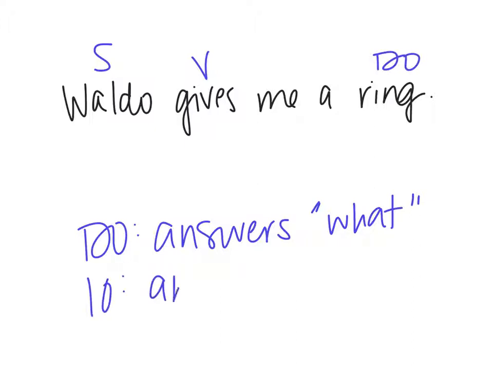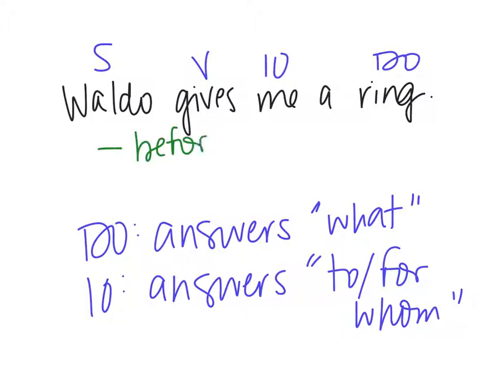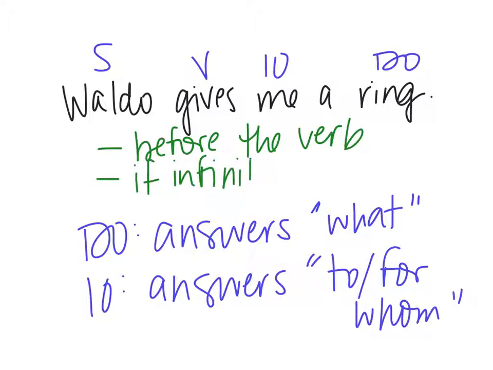Indirect object answers to or for whom. Alright, so Waldo gives a ring to or for whom? To me. So here's my indirect object. Alright, so in Spanish, when we have indirect object pronouns, they go before the verb. And just like direct object pronouns, they can go before the verb, or if an infinitive exists, you can attach it to the end.